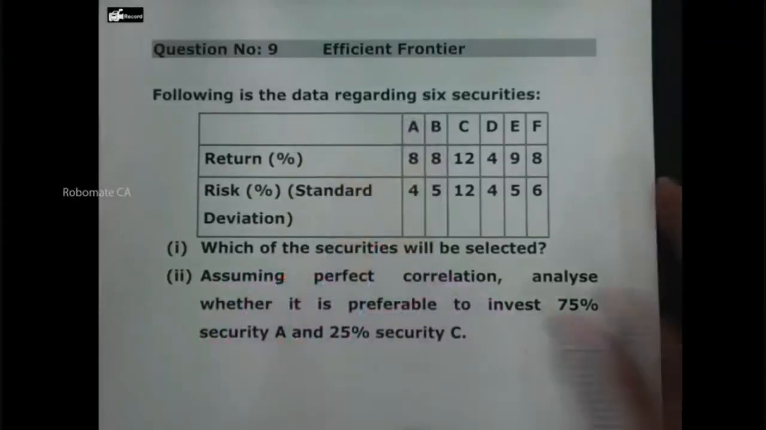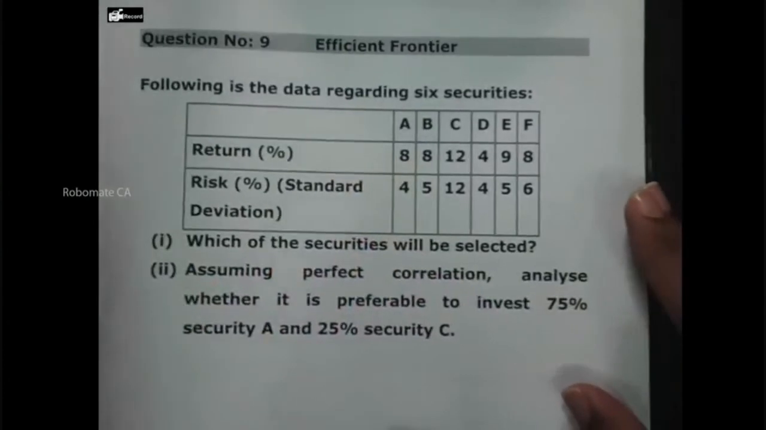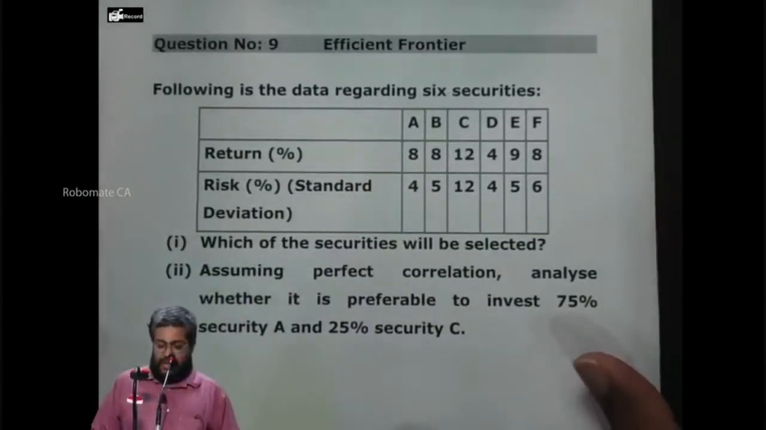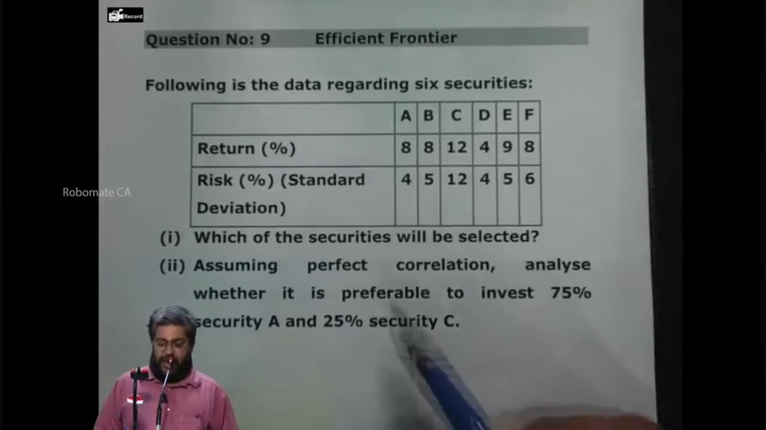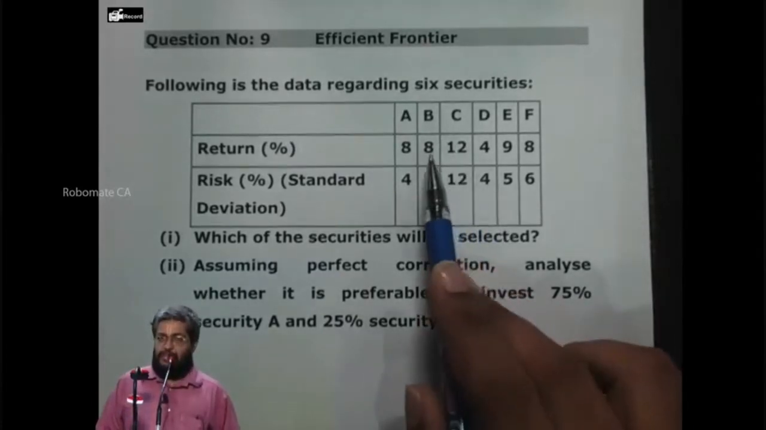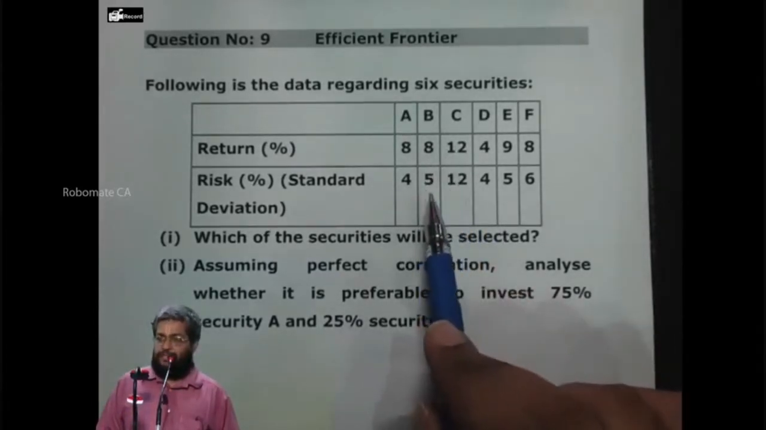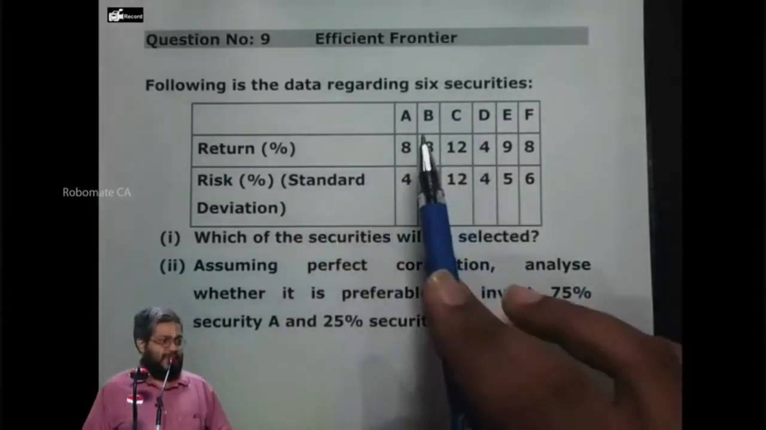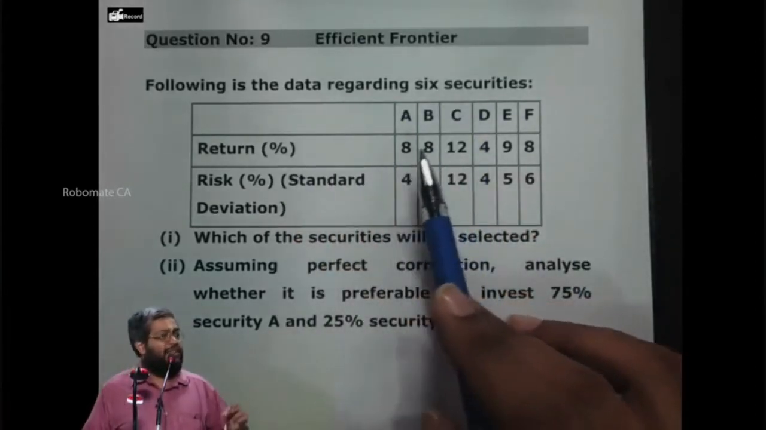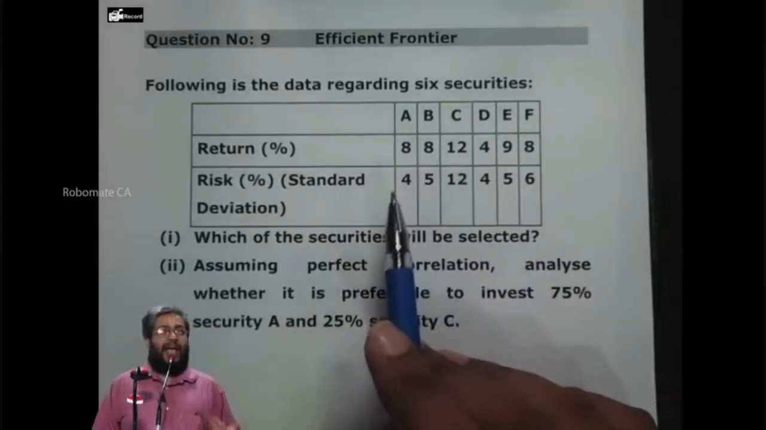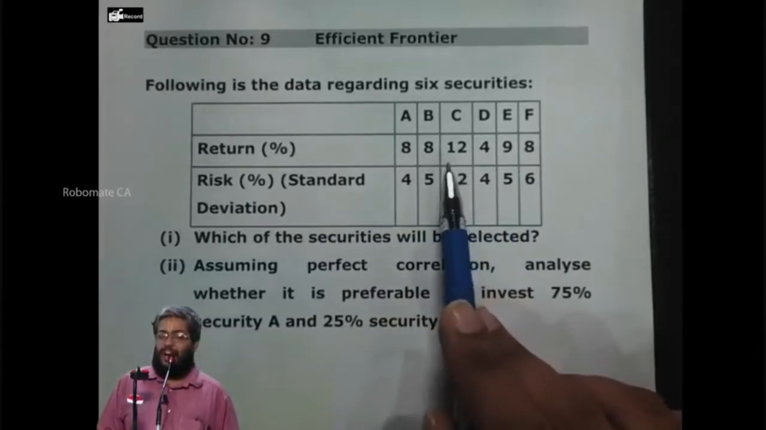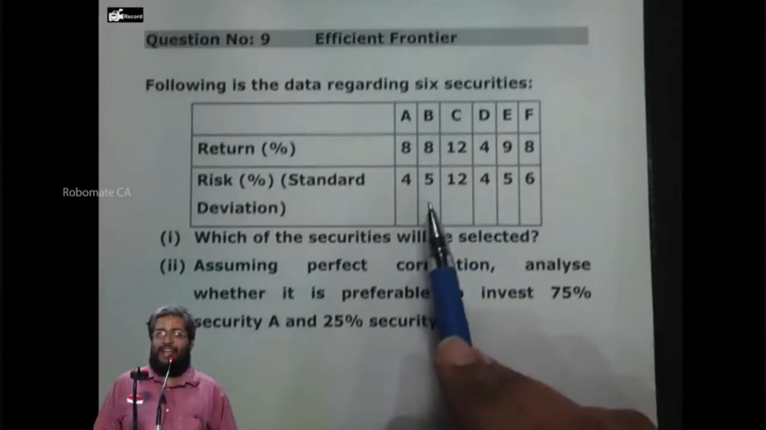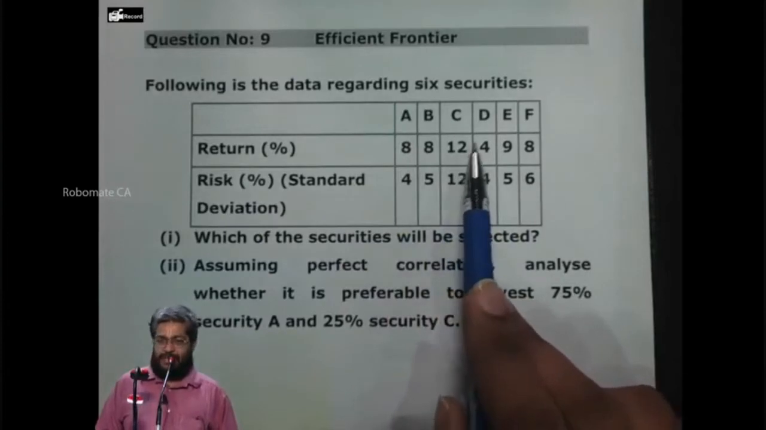Following data regarding 6 securities: A, B, C, D, E and F. A gives a return of 8% for a risk of 4%. B gives a return of 8% for a risk of 5%. Like that, they are given for all the 6 securities, return as well as risk. How would they have calculated this? Expected return or mean return, and standard deviation: sigma A, sigma B, sigma C, etc.